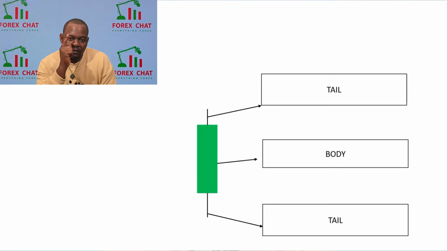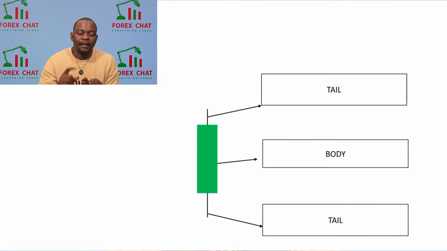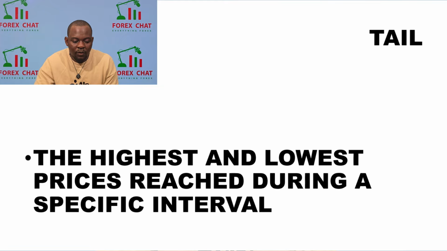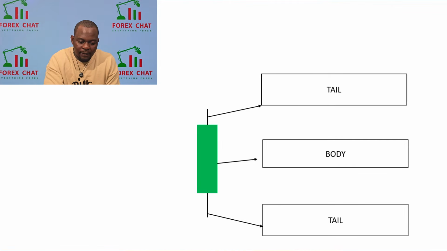So one candlestick, right, has 3 things that it shows you. It shows you a body, a tail, and a tail. I hope that is very clear. So a tail shows the highest and the lowest prices reached during a specific interval, right? I hope that is also very clear. So let's say this is the movement of rice during a specific interval. A tail shows you that price got to $2 and also it got to $10, right? That's what it shows you.